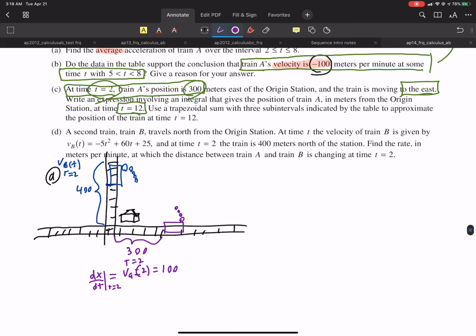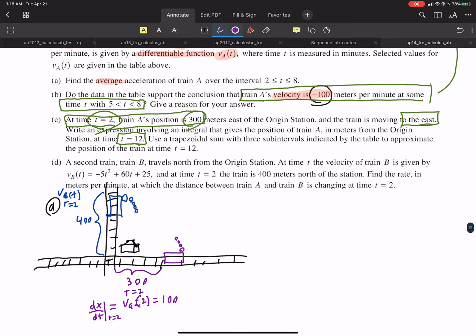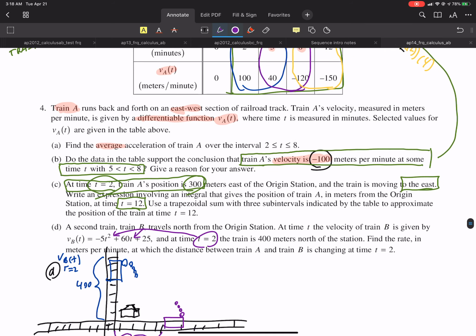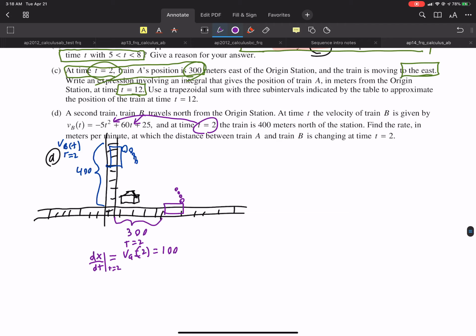Now, this one, VB at 2, we can plug this 2 in here. Is this a calculator question? No, it's not. No calculator. So plug in 2 there. So VB of 2 comes out to be 125. I'll write that here. VB of 2, if you plug that in, you get 125. That's important information.